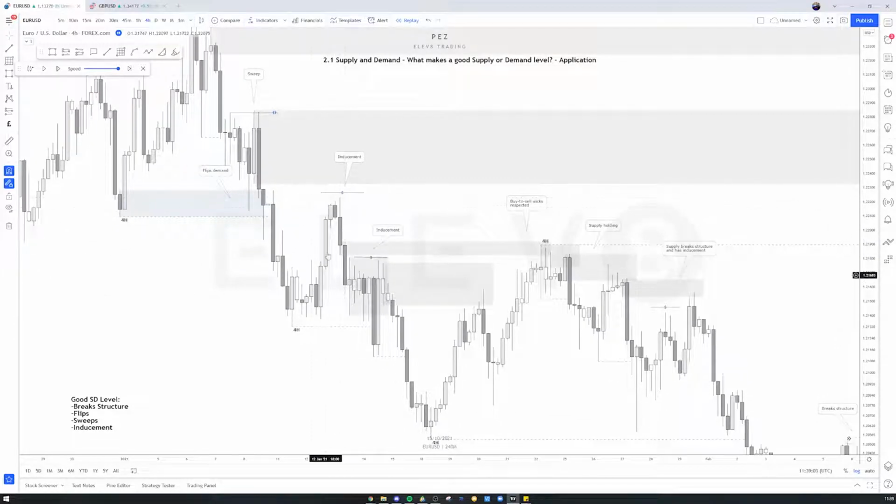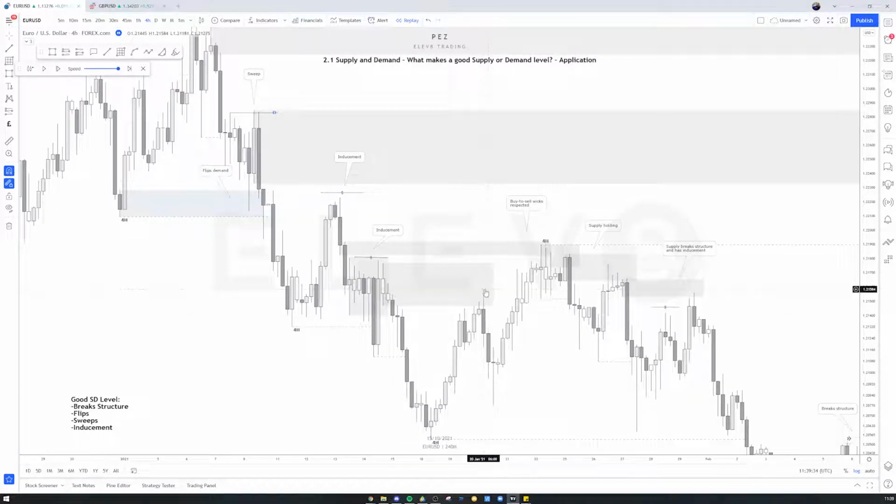Okay, so we then come down, tapping into demand here, pulling back and then breaking structure and flipping this demand. So this supply then holds, taps in here and then pushes down. This supply breaks this structure here, which is not enough to be classed as swing structure, but it is internal structure, but it is a low. So this supply is valid.